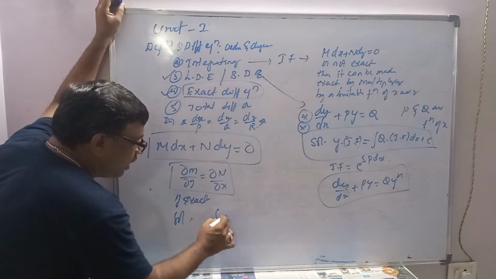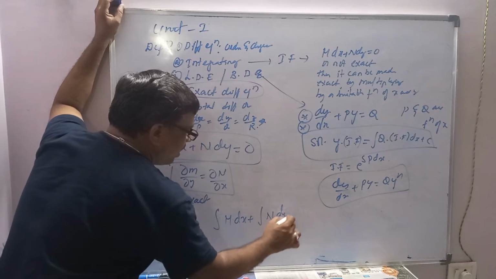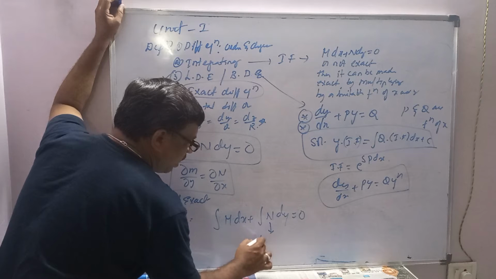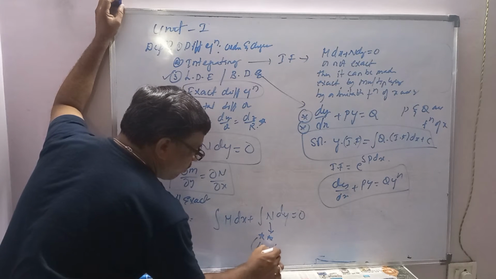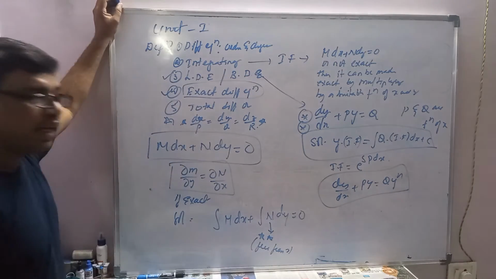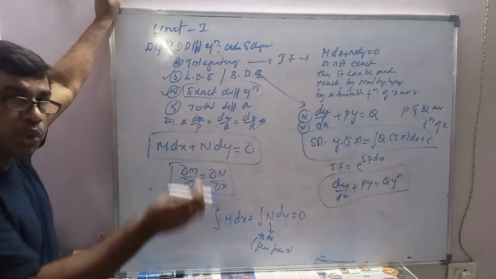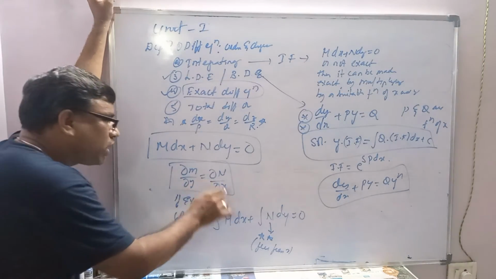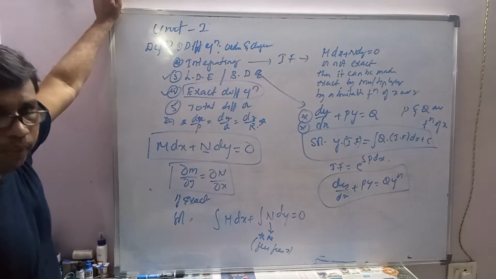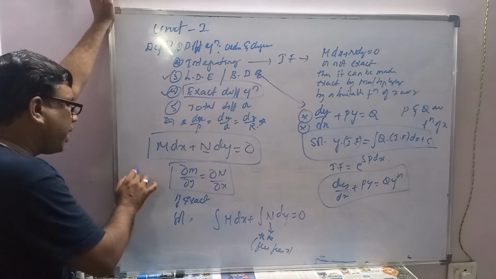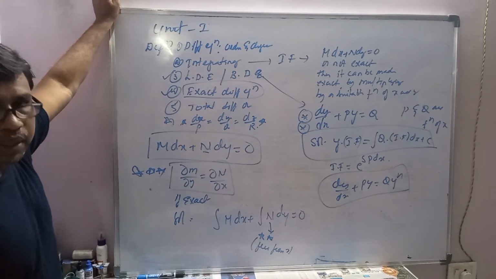If the given differential equation is exact, then what is the solution? The solution is integral of M dx plus integral of N dy is equal to c. Here we have to choose from N only the terms which are free from x. Remember that one: the terms which do not contain x, only those terms we consider and then integrate with respect to y. Please practice this type of problems. These problems are very important.